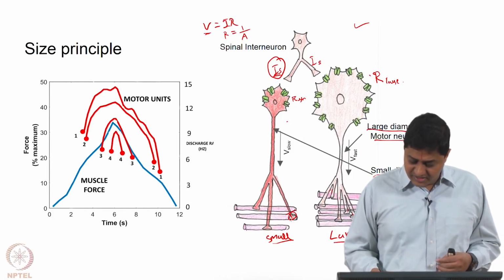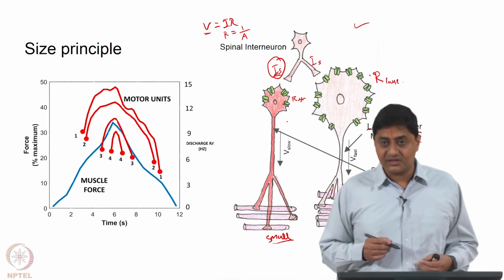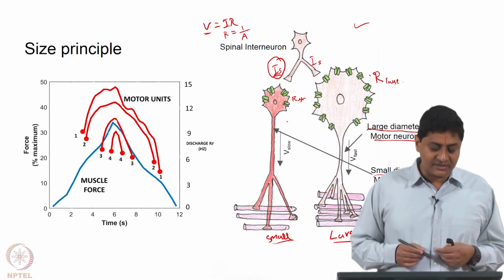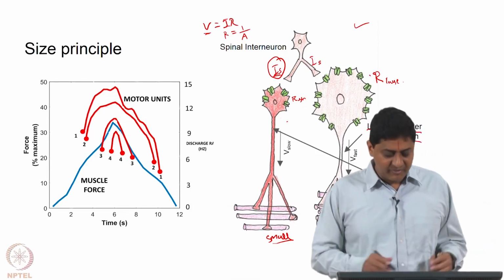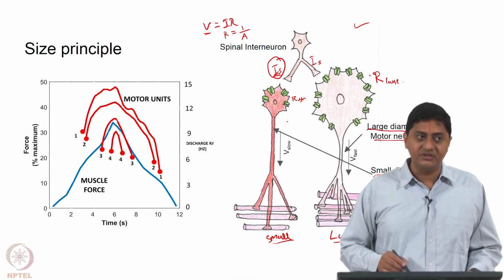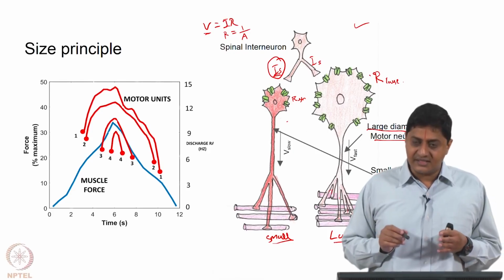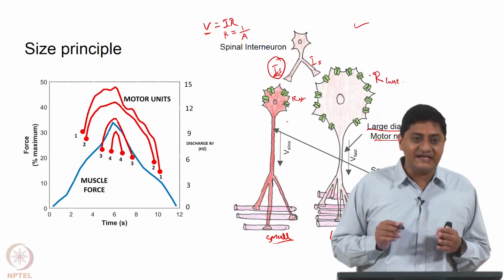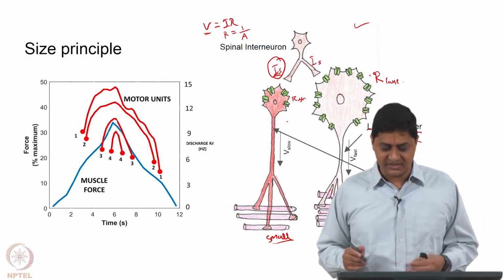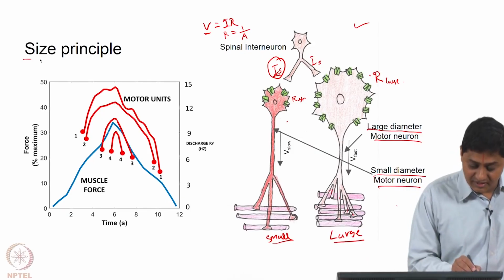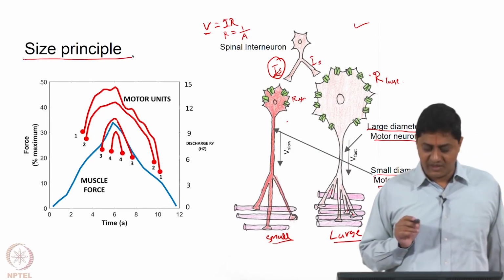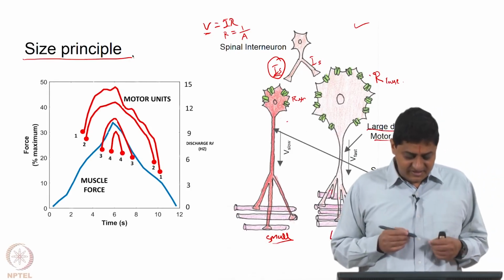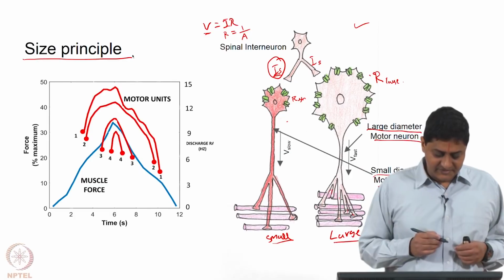Is that the only mechanism by which I can change force? That is the question. Are there other things that come into the picture? It turns out that there are other things. But before we talk about the other things, this principle where there is an orderly recruitment of motor neurons in the order of increasing size, from smaller to larger, is called the size principle or Henneman's principle. It turns out that this is not the only mechanism by which this can happen, there are other mechanisms.